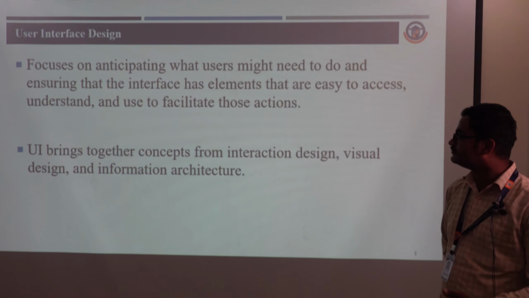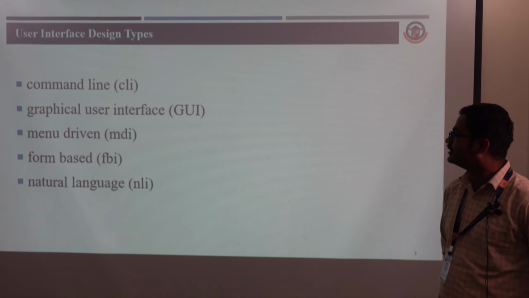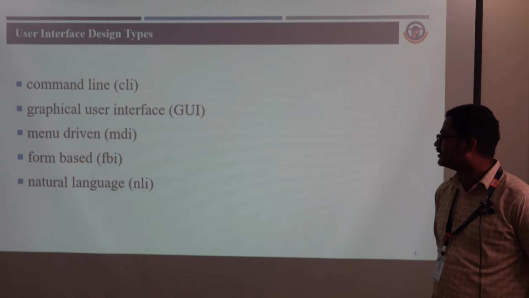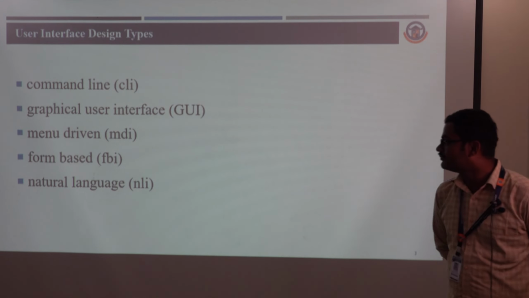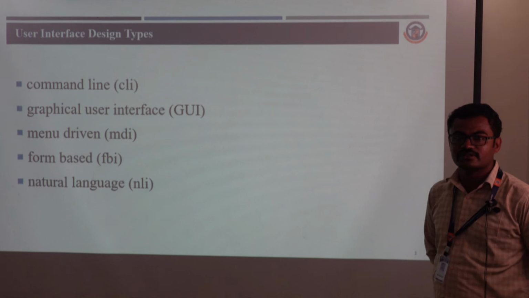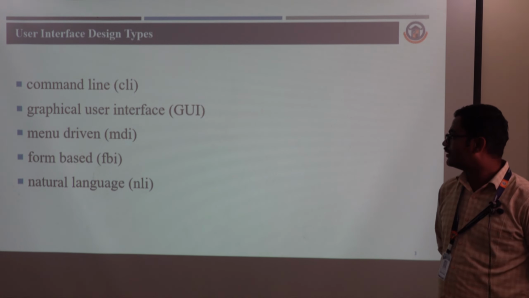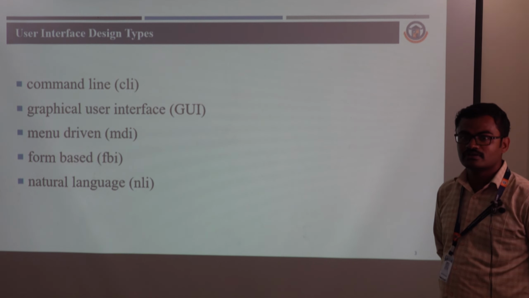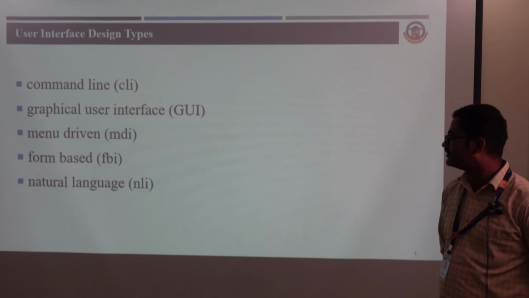Next are the different types of interfaces: the command line, the graphical user interface, menu driven, form based and natural language. These five are the major types. Of these, the command line and the graphical user interface are the ones used nowadays. Most often the graphical user interface is the advanced one. For example, operating system design uses the graphical user interface.